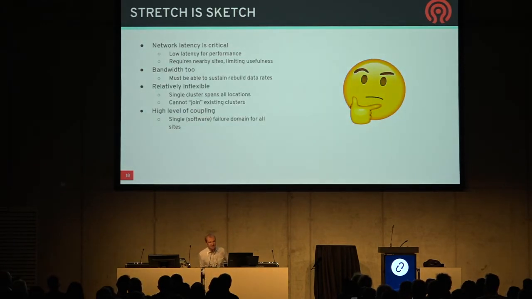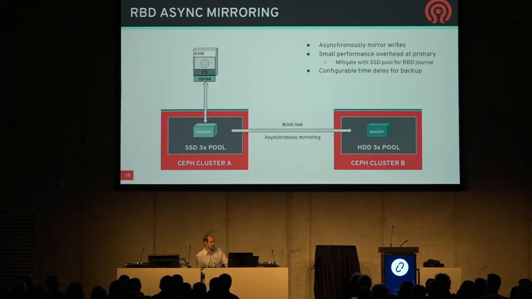The challenge is that building stretch clusters isn't necessarily a good idea. So the network latency, as I mentioned, is critical. You need very low latency links to get performance. And you also need bandwidth, because you need to be able to sustain high I/O throughput when you have a failure and Ceph is doing recovery and repair. It's also pretty inflexible because you have a single cluster spanning all locations. You can't join existing clusters. And you have this high level of coupling. And it's only going to work in certain scenarios where you have data centers that are geographically very close to each other, which is a sort of a subset of what most users need.